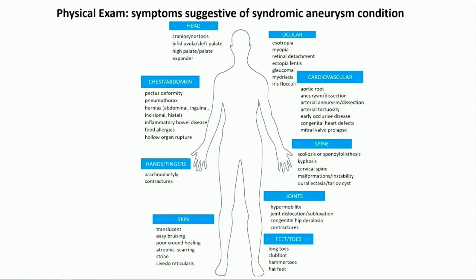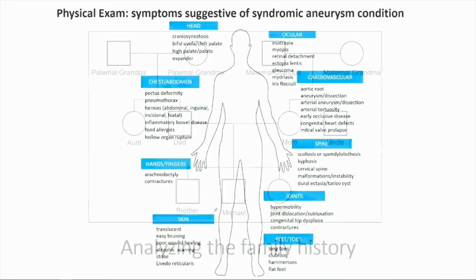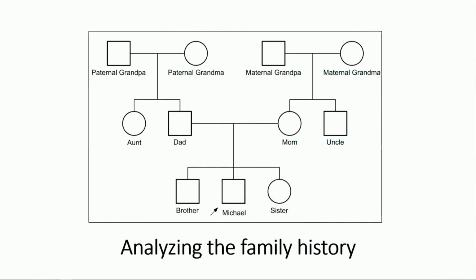When thinking about joints, we can see some hyperflexibility, maybe dislocations or subluxations, and the skin can also help us. Some individuals have significant striae, abnormal scarring or wound healing. They might have translucent skin or really easy bruising or bleeding. We also take into account the family history.